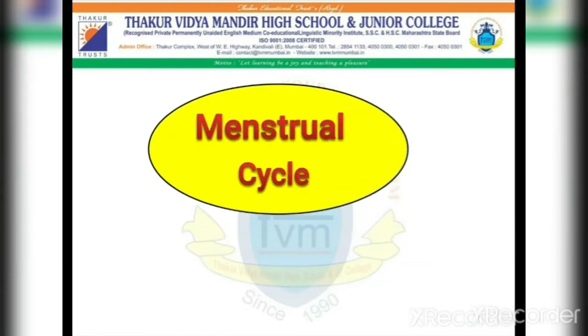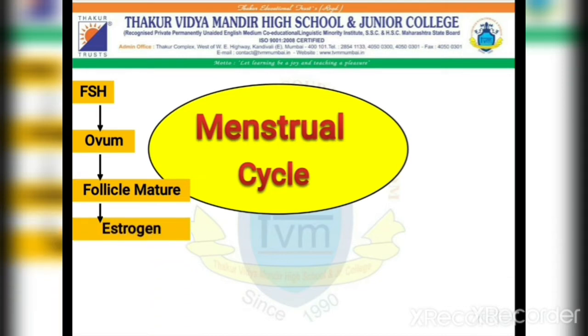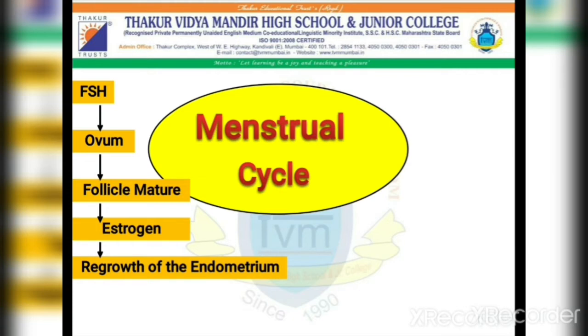In this menstrual cycle, the first hormone which plays an important role is follicle stimulating hormone. One of the several follicles in the ovary starts to develop along with the oocyte. Under the effect of this follicle stimulating hormone, this follicle starts maturing, and when it matures, it starts secreting a hormone called estrogen. As the estrogen is released, the endometrium starts to grow. That is, there is a regrowth of the endometrium taking place.